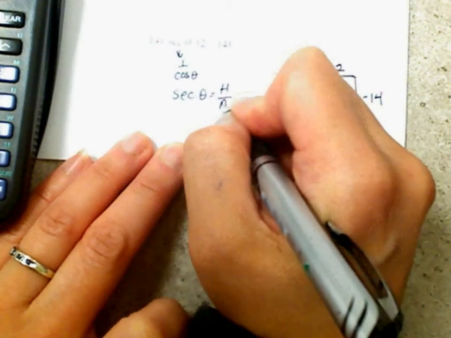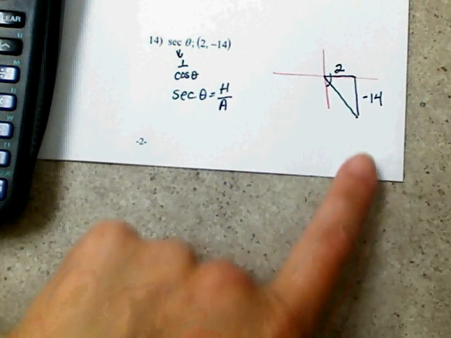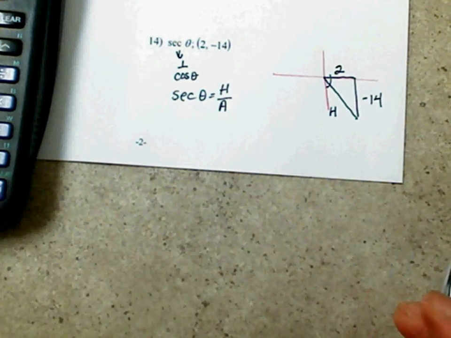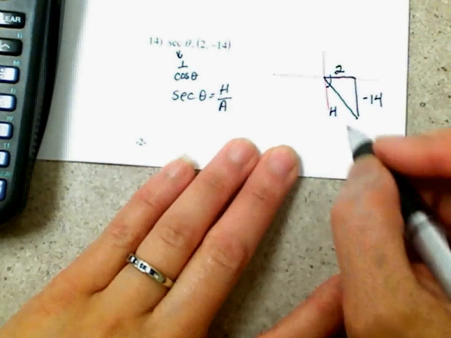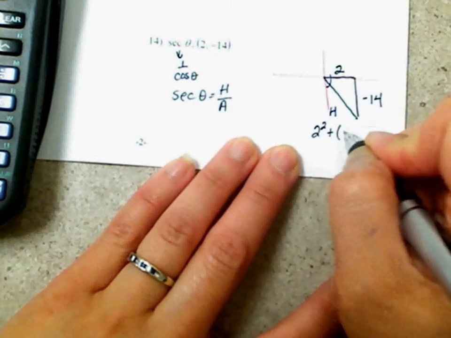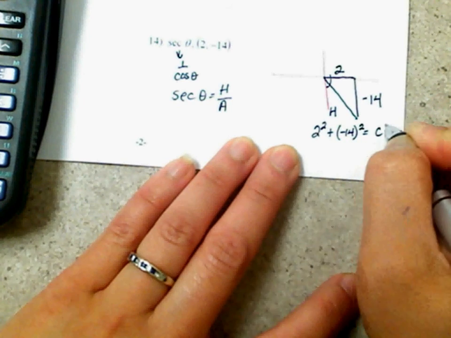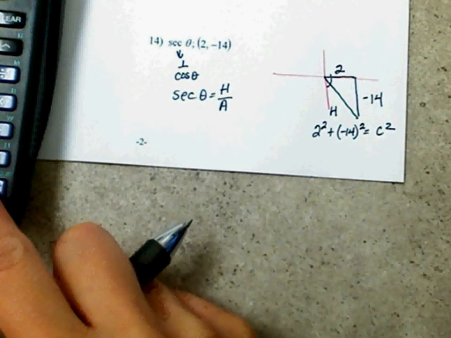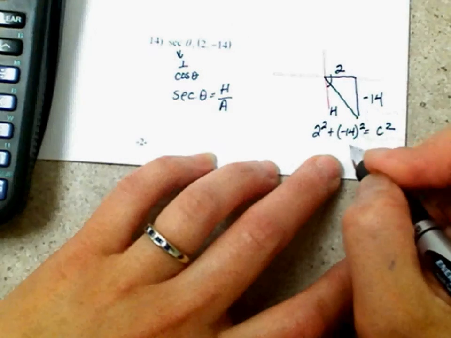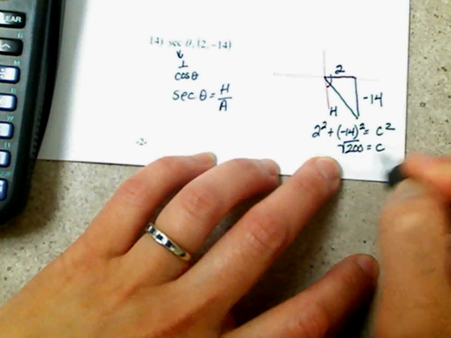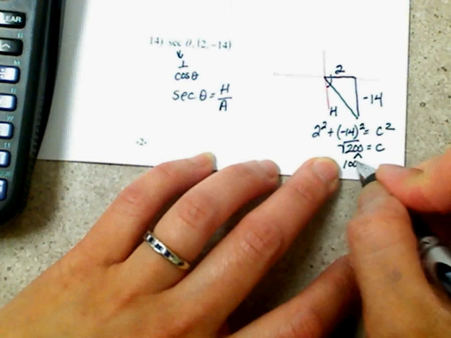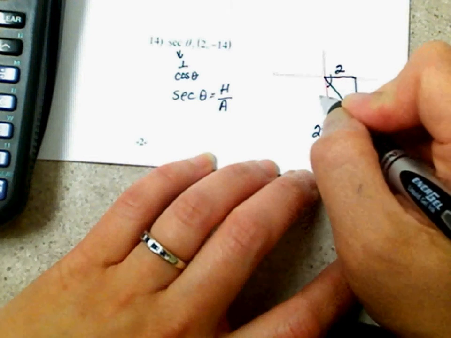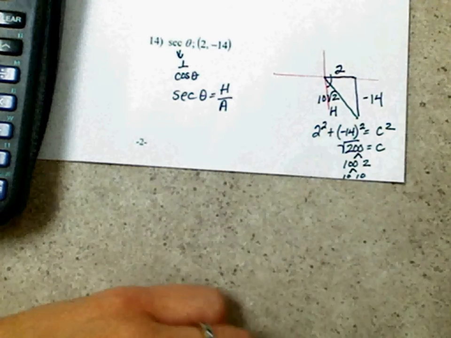Okay? As you can see right here, we do not have our hypotenuse also. So we're going to use our Pythagorean theorem. 2 squared plus negative 14 squared is equal to C squared. So 2 squared plus 14 squared comes out to be 200. I'm going to go ahead and square root that. Okay? Factors of 200 is 10 times 20, and that's 10 and 10. So your hypotenuse is 10 square roots of 2. Two of a kind, 1 left over.